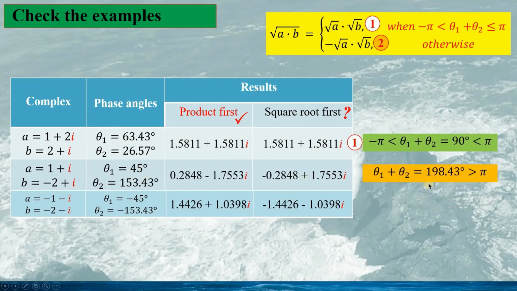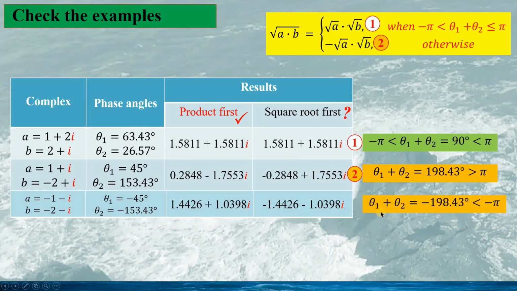For the second example, adding these two angles together, it would be 198.43 degrees. It is larger than pi. So theta 1 plus theta 2 is not within the limit for the principal value. So it should be scenario 2. The result from the product first would be minus the value of the square root first. We compare this and this.